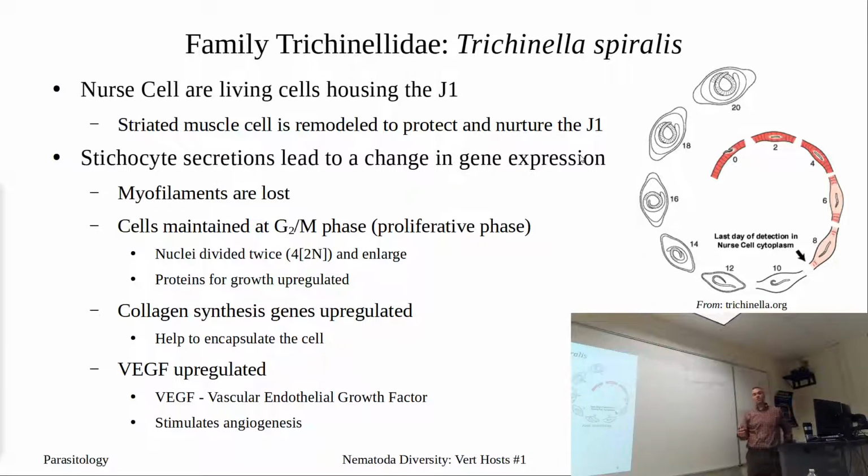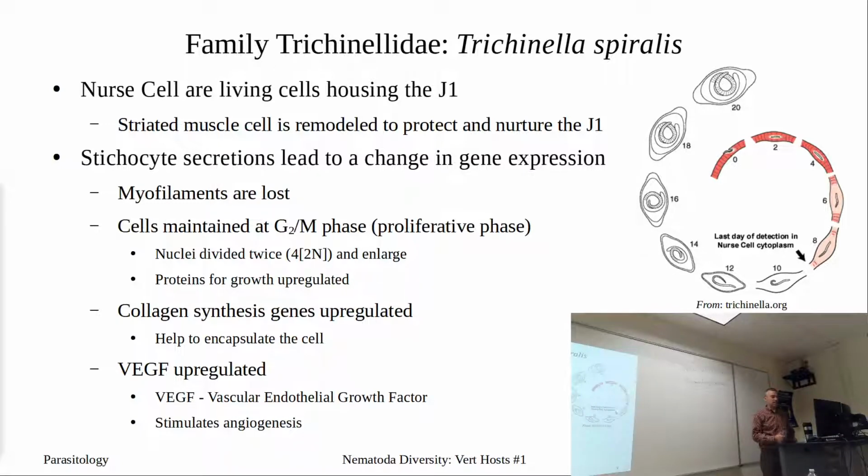Now, these changes are all promoted by the stichocytes, by secretions of the stichocytes. How do we know that? Because you can take these stichocytes out, you can isolate the secretions, and if you inject them into striated muscle cells, you see these changes without having the worm inside of it. So we know the stichocytes are causing this.